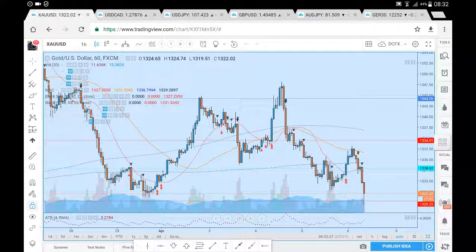So this is the XAUUSD analysis for Friday the 6th of April. Now let's just have a look at our prices and where prices may likely go.